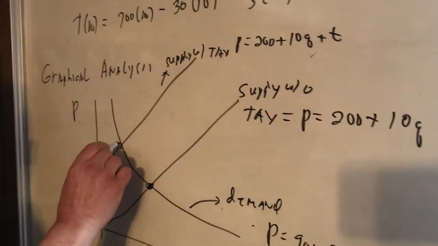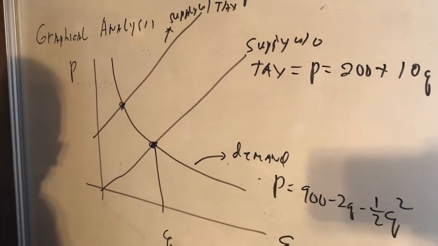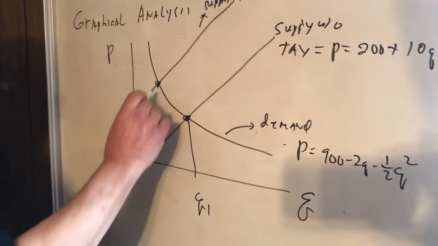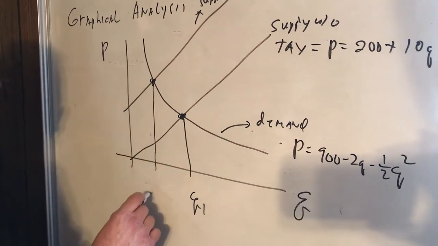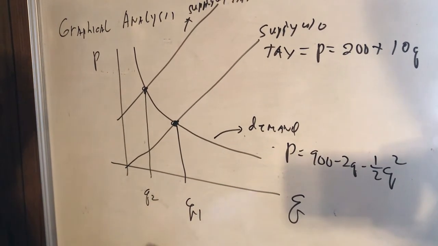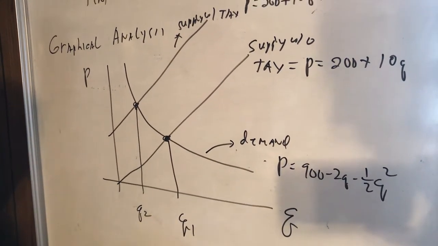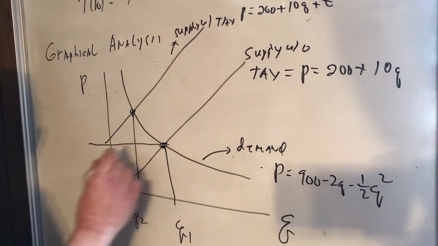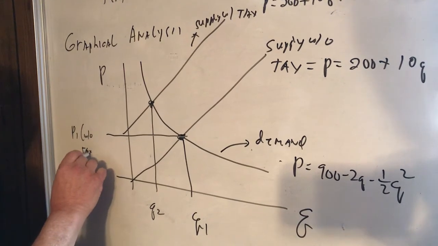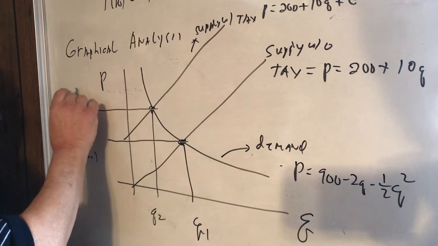Now here's our market equilibrium, when demand equals supply. So this would be the number of units, let's call that Q1, at market equilibrium without taxes. And this would be the number of units with taxes. So what do taxes do? Let's look at it. And this is the price. This is P1 without taxes, and this is P2 with taxes.